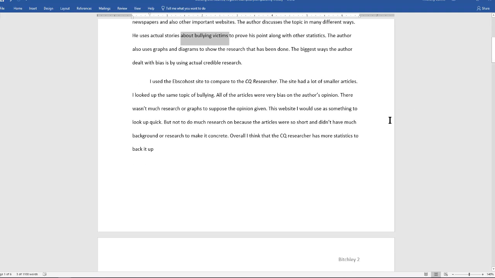Second paragraph. I use EBSCOhost site to compare to CQ Researcher. Now notice we're not italicizing this, and in part we're not italicizing it because it's not a source itself. It's what I'm having you use. It's a database of sources. But this student hasn't gotten into it to take a look at the real source involved. I actually have it over here, which she's using, and I'll show you in a second. I use the EBSCO site to compare CQ Researcher. The site had a lot of smaller articles. She's evaluating the database, not the actual source.